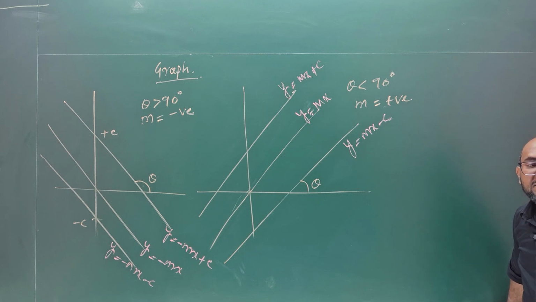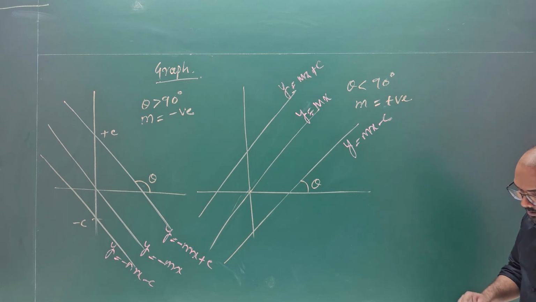On what basis can we say the slope is positive or negative? That is theta. If theta is greater than 90, m is negative, and if theta is smaller than 90, m is positive. The y-intercept can be positive, it can be negative.